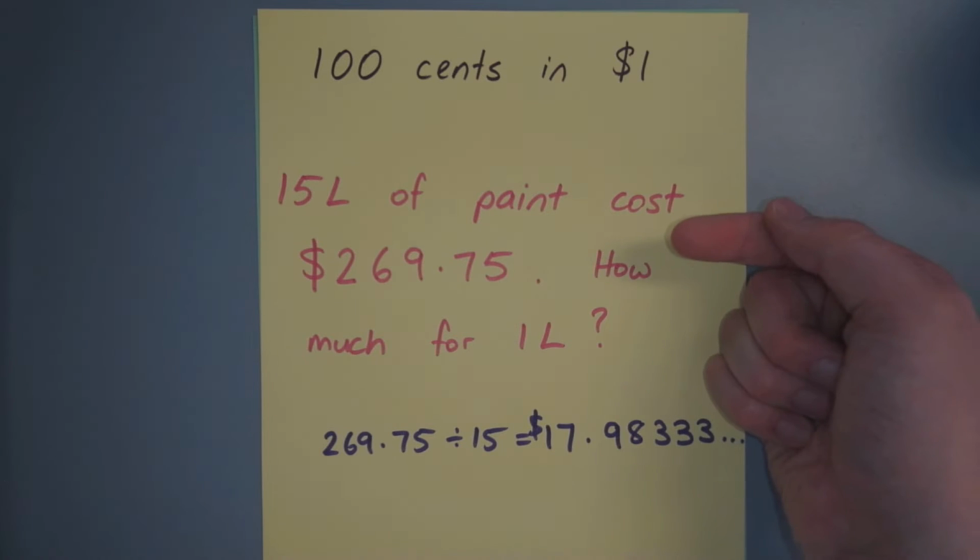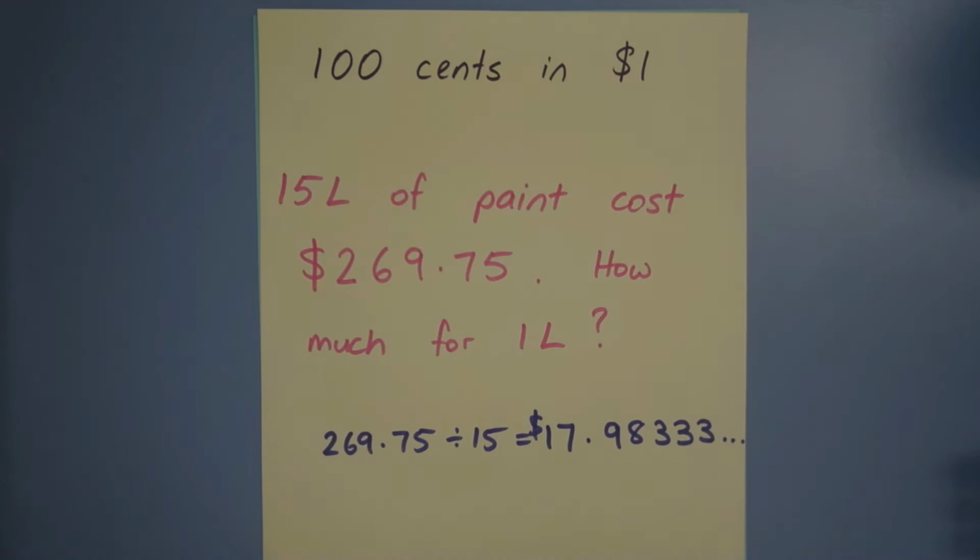15 litres of paint costing that much money. How much for 1 litre? Yep, cool, you got that amount divided by 15. And your calculator said 17.98333 and so on. And sometimes I'm seeing some answers left as 17.983. Sometimes I'm seeing $18 as the answer. Sometimes I'm not seeing what I'm expecting to see as part of the answer.